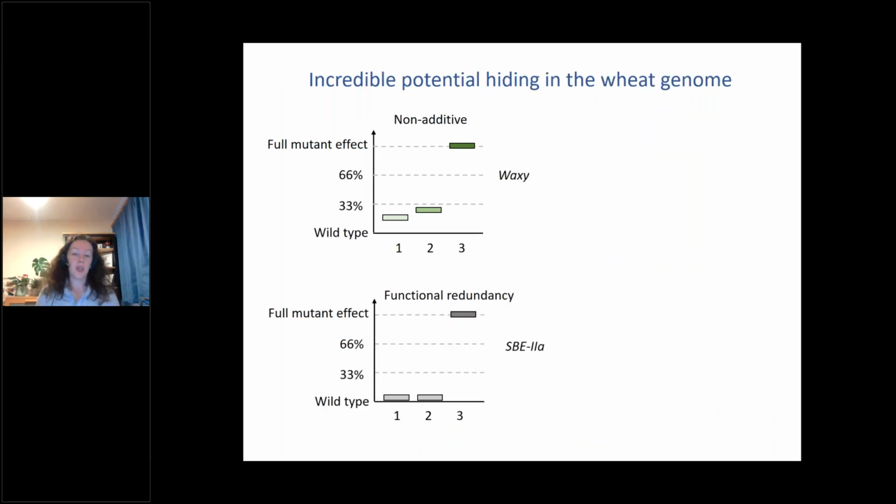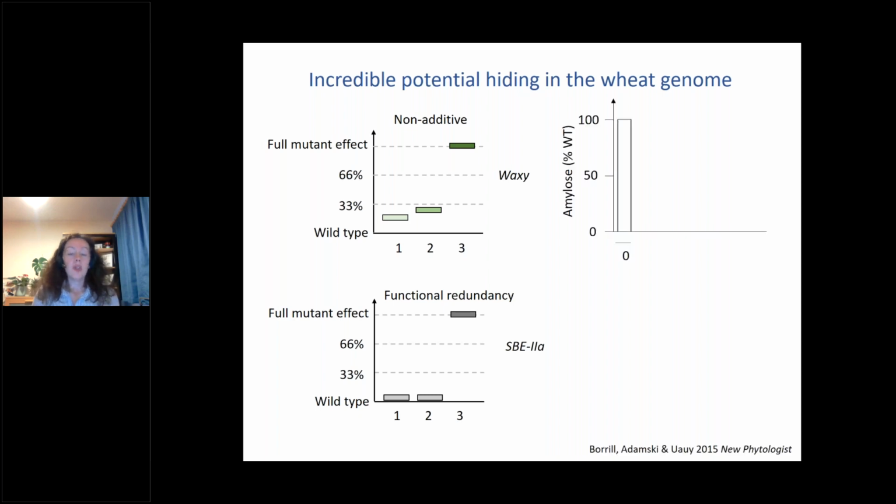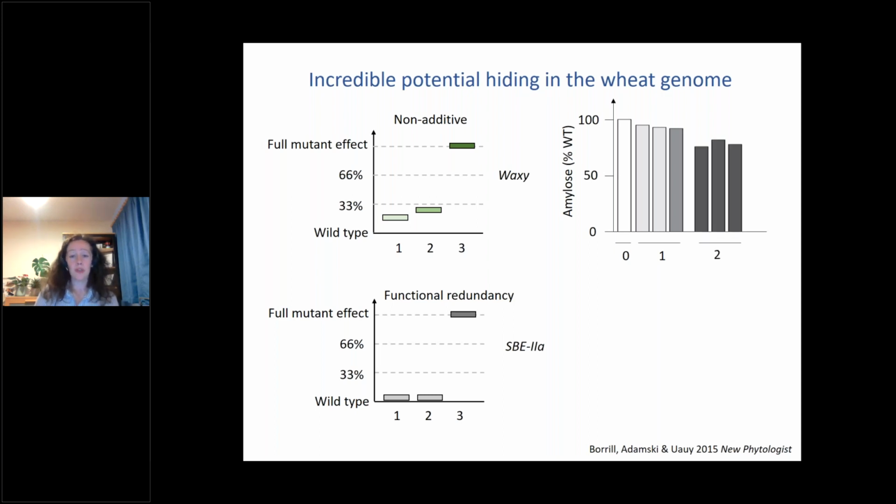We can see these types of examples in other pathways as well. These are two genes involved in starch synthesis, the waxy gene and the starch branching enzyme 2A gene. If we look at waxy first, in wild type plants, if we set the amylose content to be a notional 100%, when one copy of waxy is knocked out, you can see a decrease in amylose content. It's fairly subtle, but you do see a significant difference. When two copies of the waxy gene are knocked out, again you see another decrease in amylose content, but it's still quite subtle. Whereas when you knock out three copies of the waxy gene, you see a very strong effect on amylose content, with a near complete abolition of amylose within the grain.